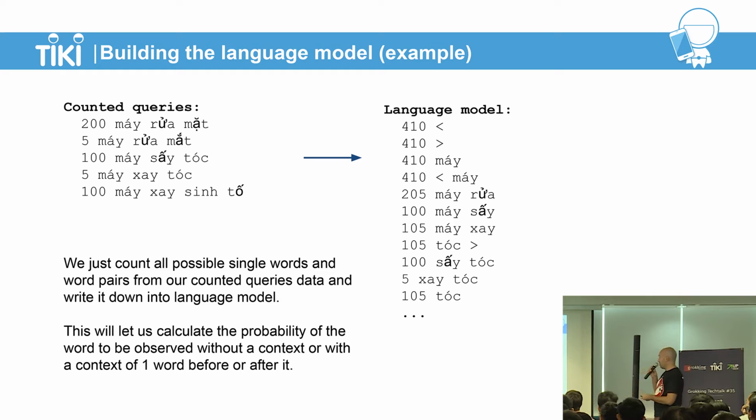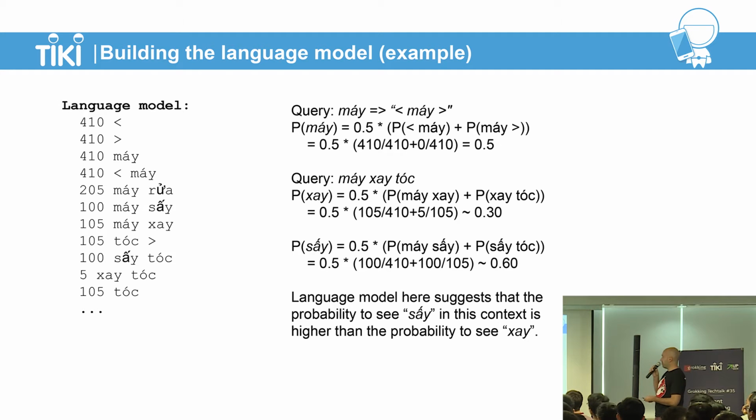So let's see the example of this. Let's say here is our language model, which we calculated in the previous step. And let's say the query was my. So with a given context, it will be beginning of sentence, my, end of sentence, right? So we would say that the probability to see my in this context is the average between the probability to see my in the beginning of sentence and the probability to see my in the end of sentence, right? We can model it like that.